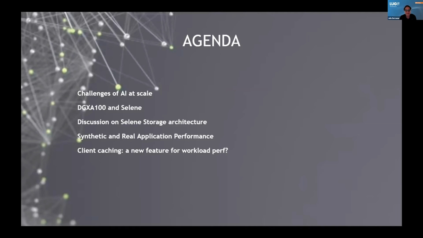And the last topic is a topic that is very dear to us and for which we got a lot of help from the community, which is client caching. How can that help us do deep learning on a daily basis?